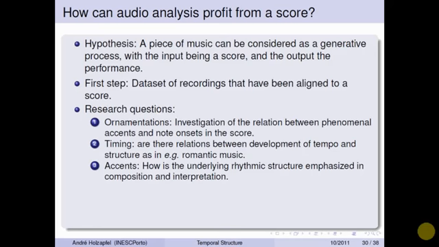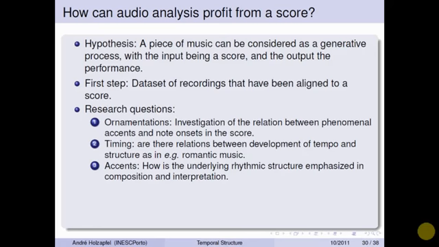Another question is also, we have a rhythmic structure which is given by the score, and how strongly is it actually emphasized in the composition by the positions of the notes? How strongly is this still existent in the actual interpretation, or maybe it's even stronger? Maybe the phenomenal accents, the way people use ornamentations to even stress this, who knows?